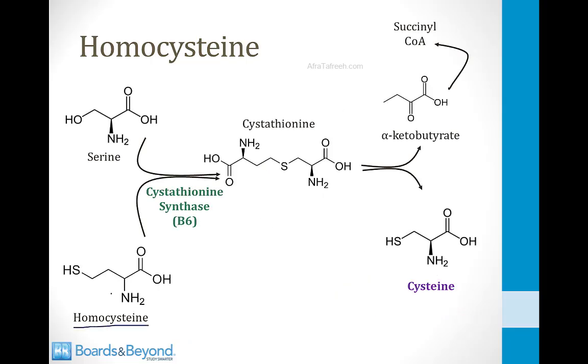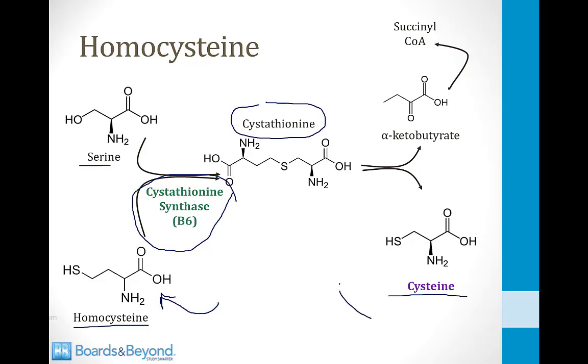Homocysteine can then be combined with the amino acid serine using an enzyme called cystathionine synthase that depends on vitamin B6. This will make a molecule of cystathionine, which is essentially serine linked to homocysteine, and cystathionine can then be metabolized into cysteine. Thus, you have synthesized from the amino acid homocysteine another amino acid, cysteine. As a byproduct of this pathway, you form a molecule called alpha-ketobutyrate, and alpha-ketobutyrate can go on to become succinyl-CoA and enter the TCA cycle and become glucose.